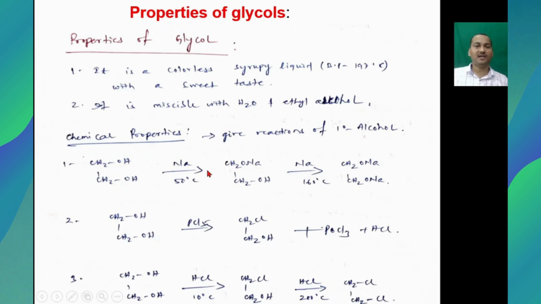So ethylene glycol reacts with sodium, giving rise to the sodium derivative, and then further treatment gives the disodium derivative. Similarly, ethylene glycol reacts with PCl5. It gives the chloro derivative plus POCl3 plus HCl. Similarly, ethylene glycol reacts with HCl, giving rise to the chlorohydroxy derivative, and further reacting with HCl gives the dichloro derivative.